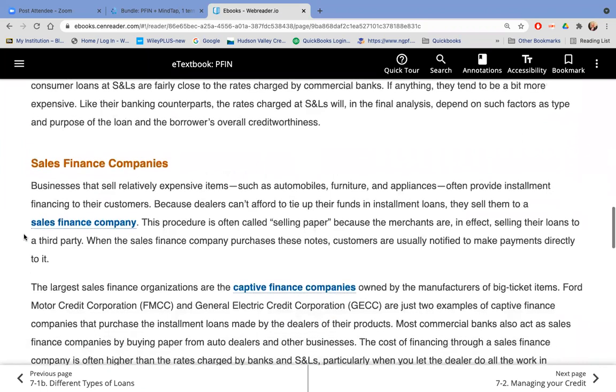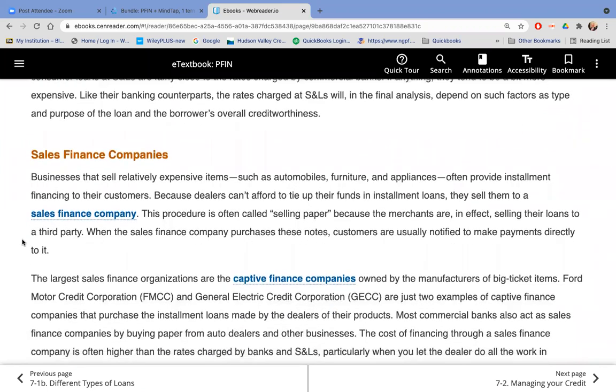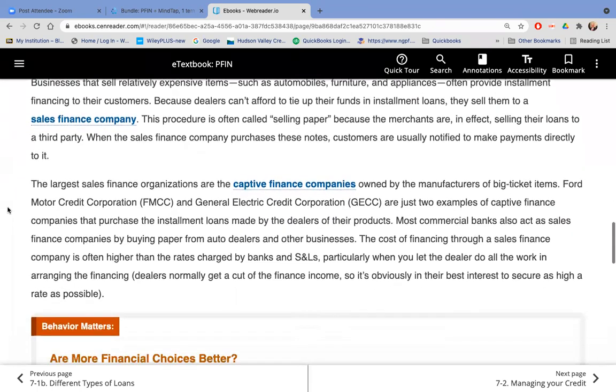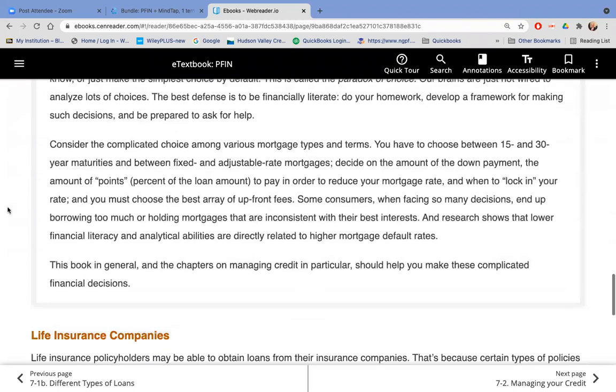Some businesses have their own sales finance companies. So when you go and buy, say, a Toyota, you can get a loan from Toyota to buy the car because they have Toyota Motor Credit. So that's a sales finance company. It helps the company sell their goods. And that's very common in that regard.